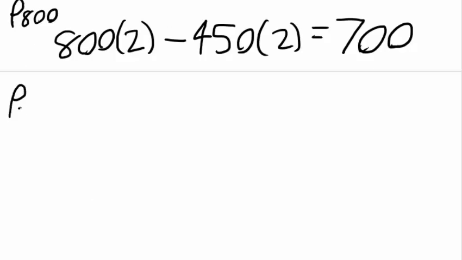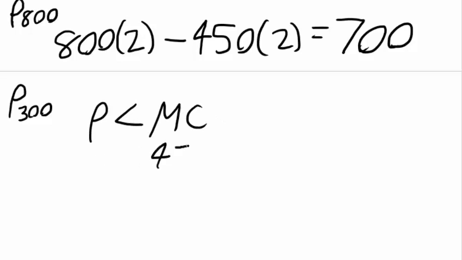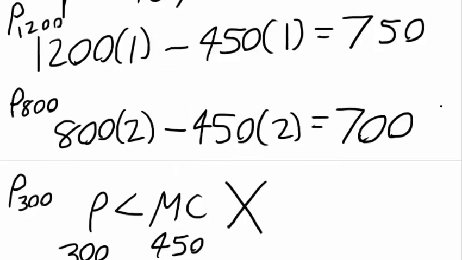Lastly, we want to look at our price of 300, and right off the bat, we can see that our price is less than our marginal cost here, because our marginal cost is 450, and we're charging 300. So no matter what quantity we sell, we will always have a negative profit, so we would never want to do this option. So we can cross out price equals 300 because we would never charge that price. So that leaves us with 2 prices to choose between at what we want to sell at.